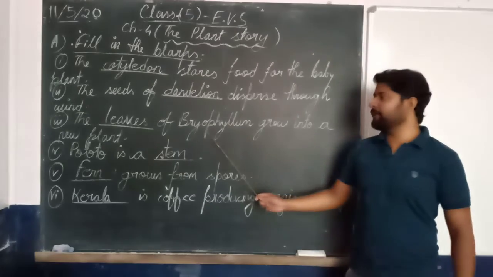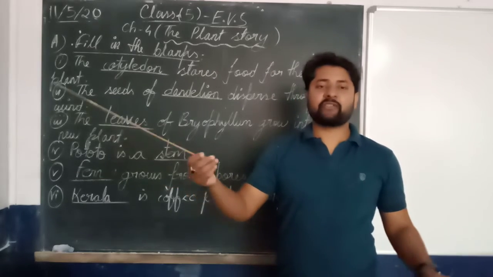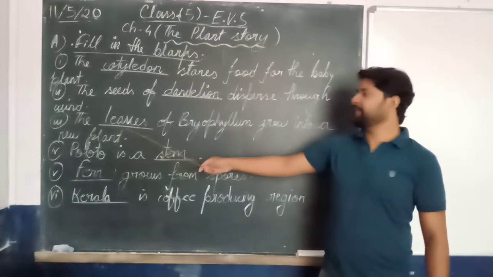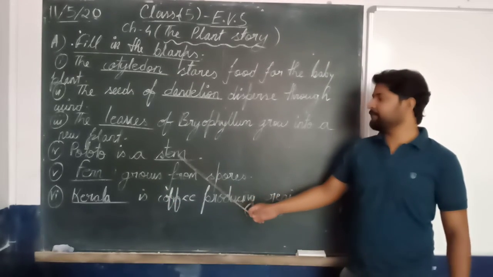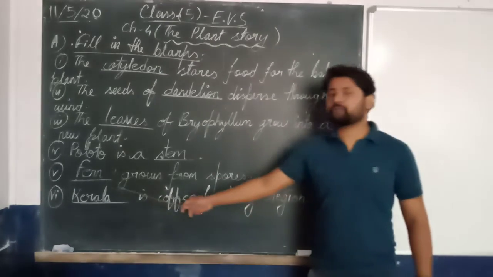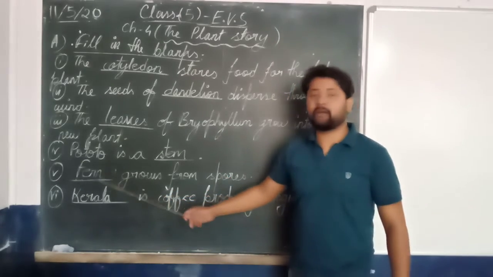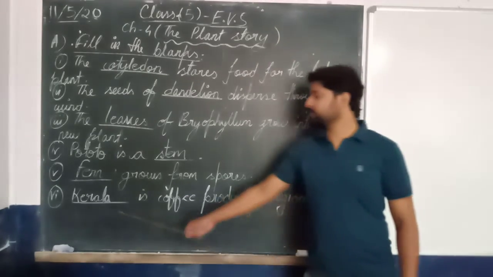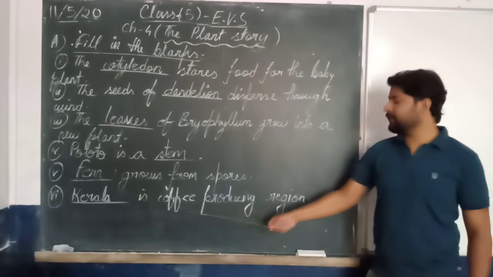Third is the dash of bryophyllum grow into a new plant. As I told you, bryophyllum is a tree whose leaves, when matured, fall off, and from those leaves new plants germinate. So the leaves, L-E-A-V-E-S. The fourth one is potato is a dash. Potato is a stem, S-T-E-M. Fifth one is dash grows from spores. As I told you before in the class, fern, F-E-R-N. Sixth one is dash is coffee producing region. It's Kerala, K-E-R-A-L-A. Kerala in India is the coffee producing region.